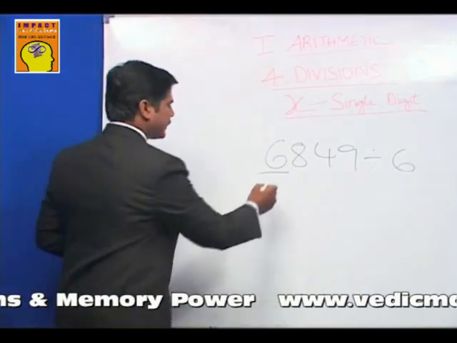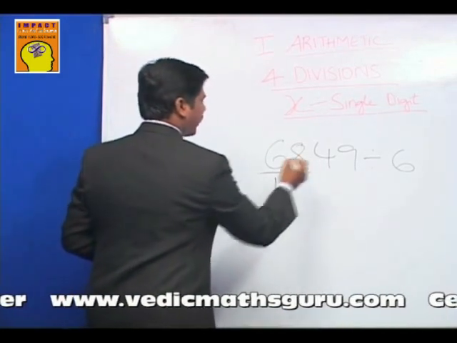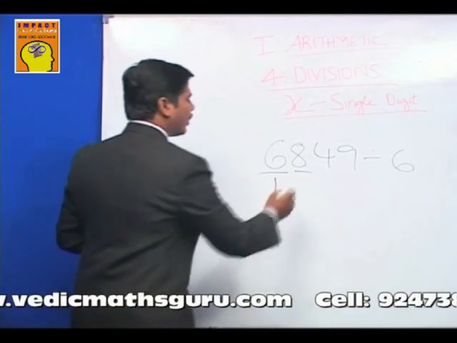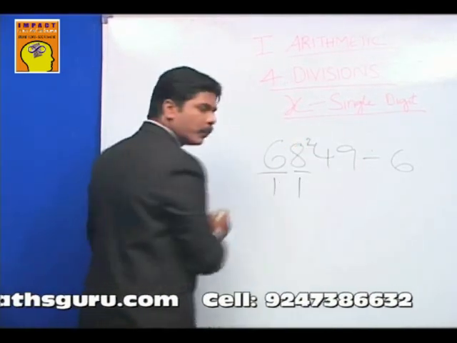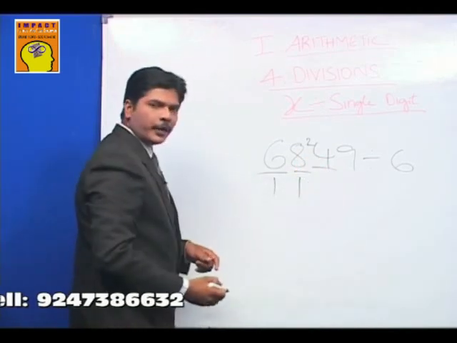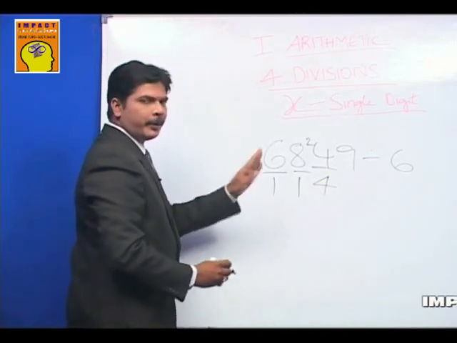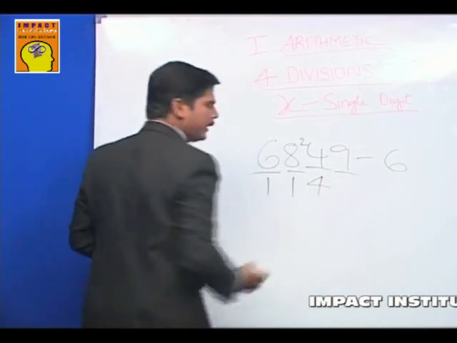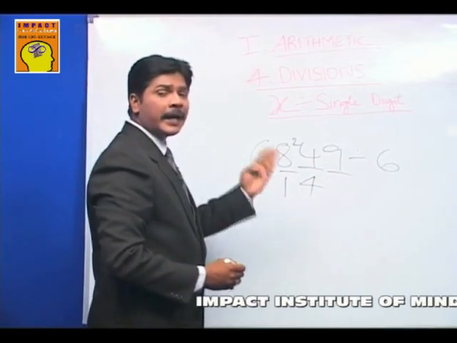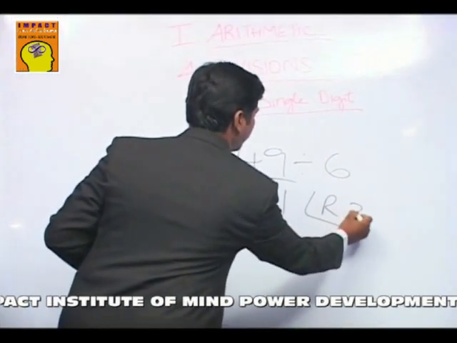6 goes in 6 exactly 1 time, no remainder. So go to the next number, underline 8. 6 goes in 8 1 time with a remainder of 2. So the 2 goes up there, it becomes 24. Now 6 goes in 24 exactly 4 times. 6 times 4 is 24. No remainder. Go to the next number, underline 9. 6 goes in 9 how many times? It goes once with a remainder of 3.